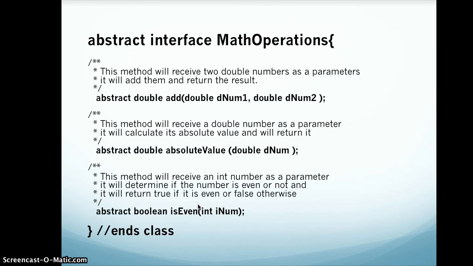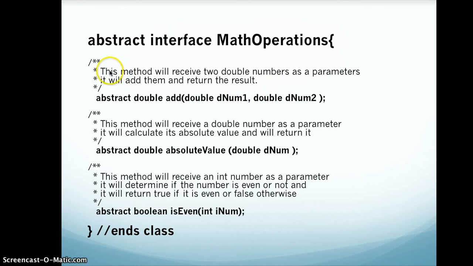So here is the class that I actually gave you to do the homework with, right? So we have the abstract interface math operators, and then we have each one of the methods, 1, 2, 3 methods that you're going to be implementing, right? Whenever you have your other class, you're going to be implementing the interface math operators. And in here, look at that. It says abstract double add, and then I have 2 arguments, double number 1 and double number 2.